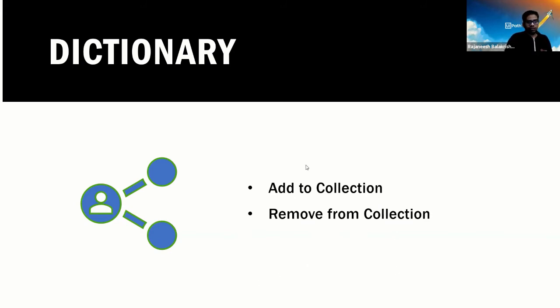So similar to any other collection, this also has the main methods, which are add to collection and remove from collection. So it mainly operates on a concept called a key and value pair. So for each key, there will be one or multiple values. So we use the key to access those values, right?